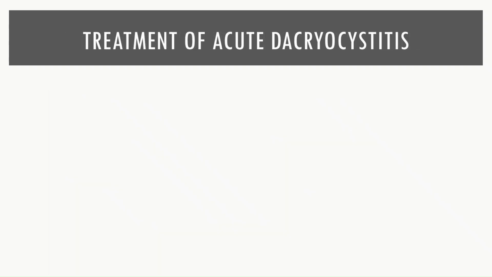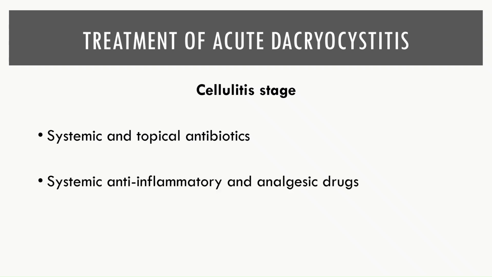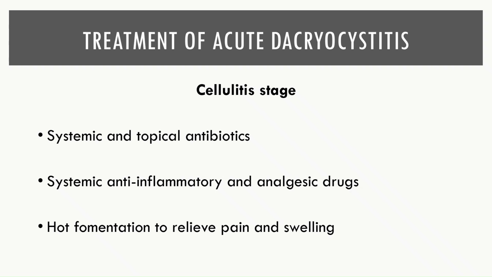Treatment of acute dacryocystitis depends on the stage of the disease. In the cellulitis stage, treatment consists of systemic and topical antibiotics to control infection. Systemic anti-inflammatory and analgesic drugs are given to relieve pain and swelling. Hot fomentation is advised for symptomatic relief.